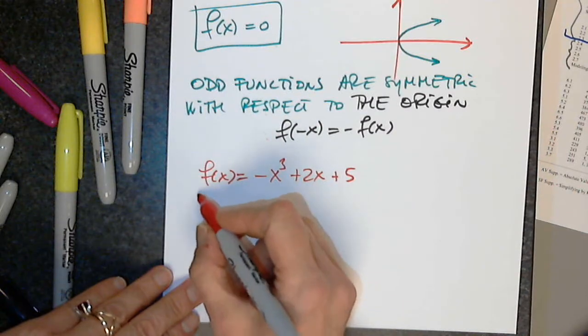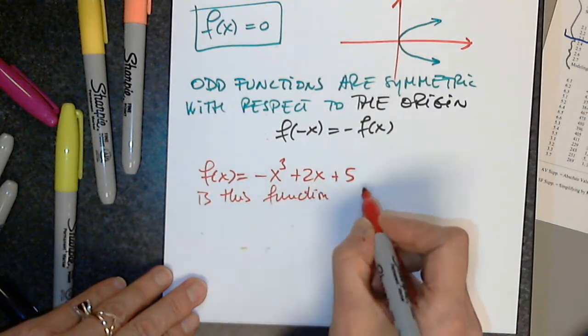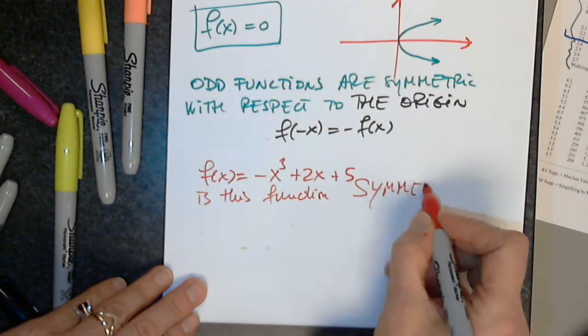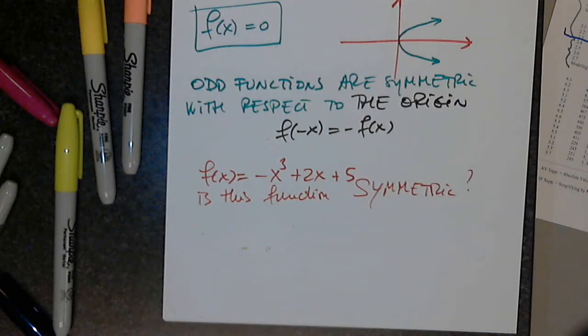We are asked, is this function symmetric? And then we look at transformations. Is this function symmetric? What do I have to determine? What type of function is this?